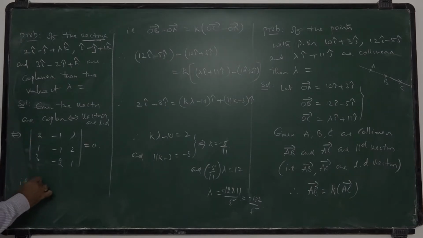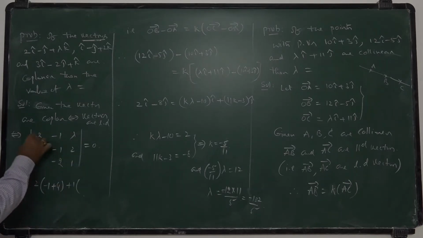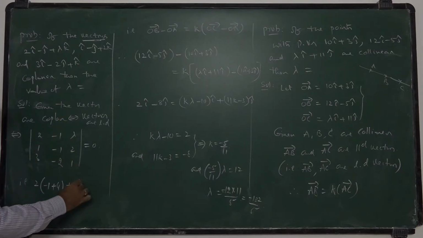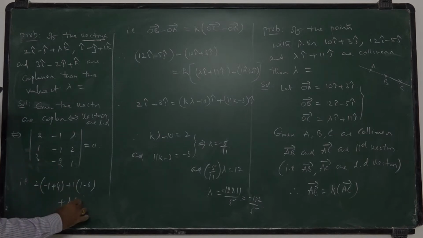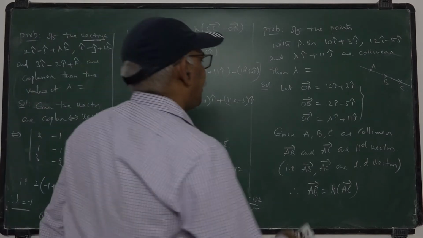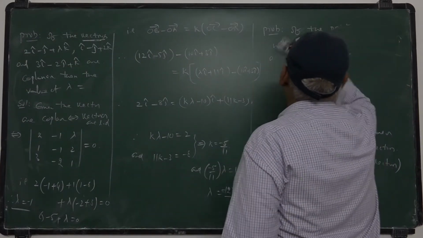That is 2 into minus 1 plus 4, plus 1 into, removing this row and column, we get 1 minus 6, plus lambda into minus 2 plus 3 equal to 0. This is 6, this is minus 5, plus lambda equal to 0. Lambda takes the value minus 1. The required value of lambda is minus 1 once the vectors are coplanar.